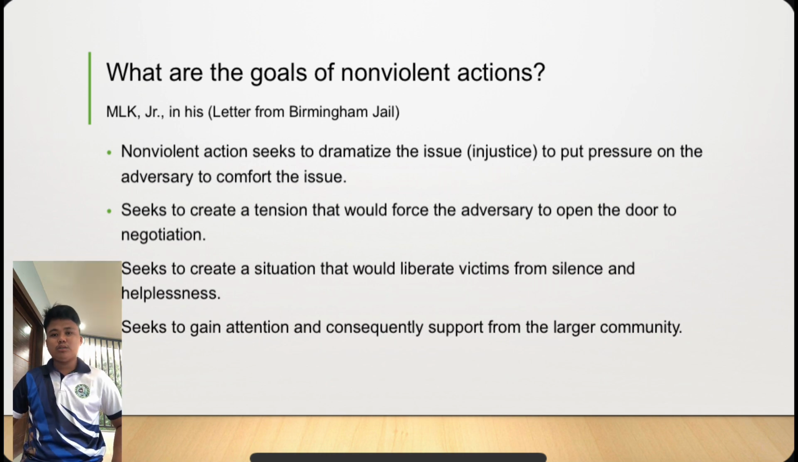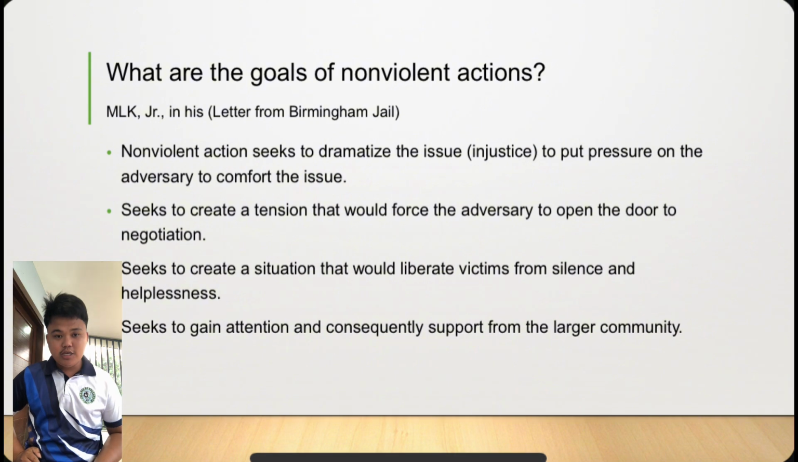Number two, seeks to create attention to force the adversary to open the door to negotiation. So in these non-violent actions, it would create an opportunity between people and the government for having a negotiation. What steps are they going to take in order to address those problems?